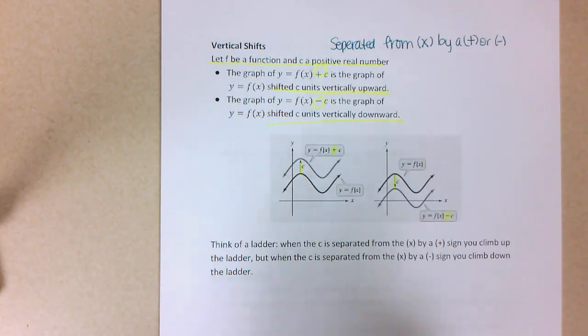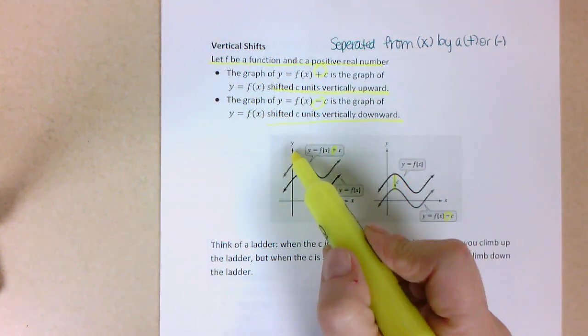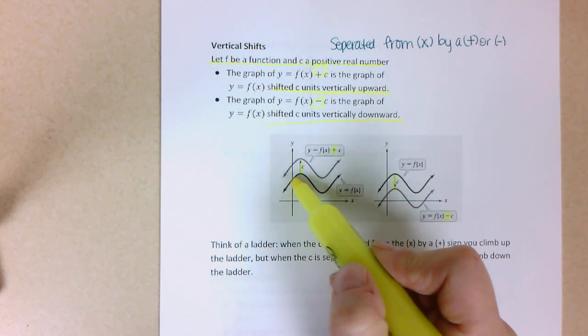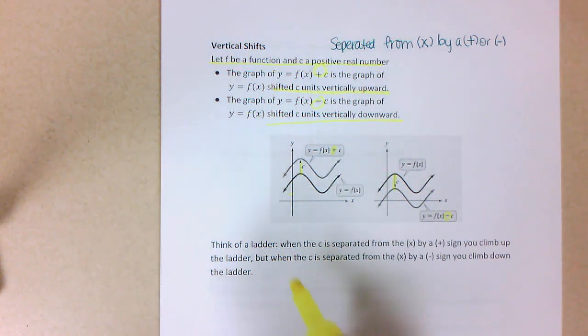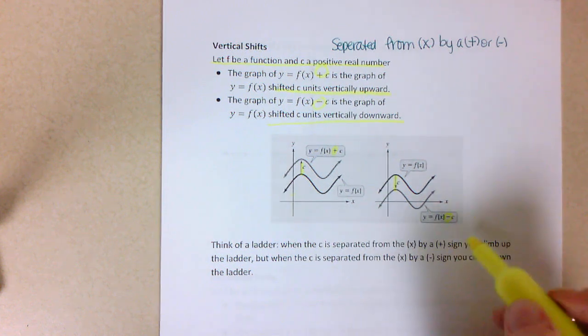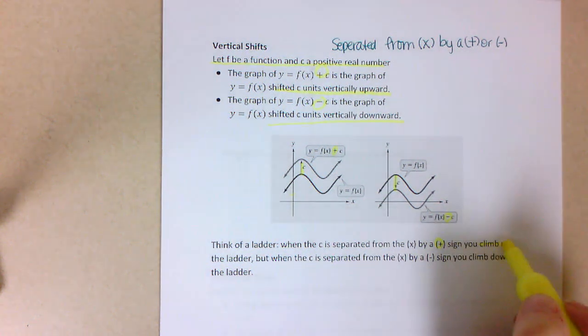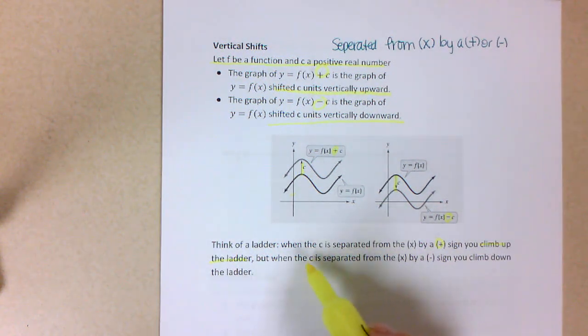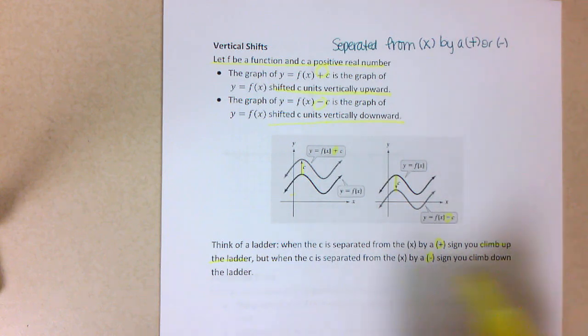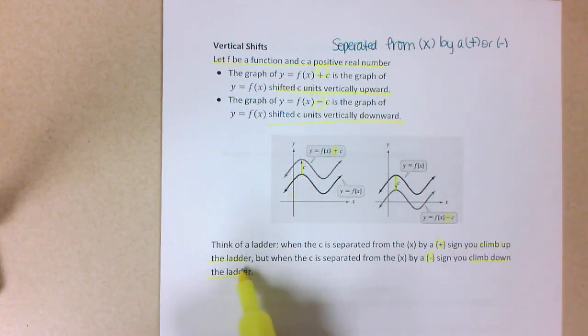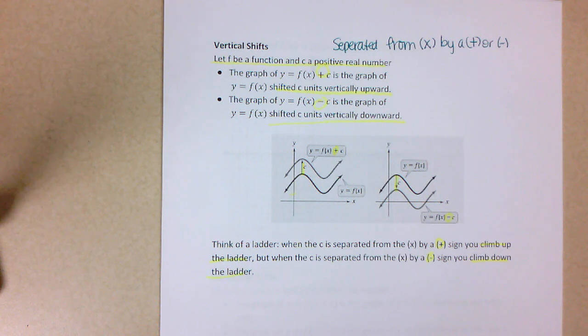The way I like to think about it is like it's a ladder, right? Here's our little rungs, like 1, 2, 3, 4, 5, 6. If it's separated from x by a plus sign, then you climb up the ladder. If c is separated from x by a minus sign, then you climb down the ladder. Okay? That's kind of just how my mind worked when I was in college algebra, how I like to think about it.